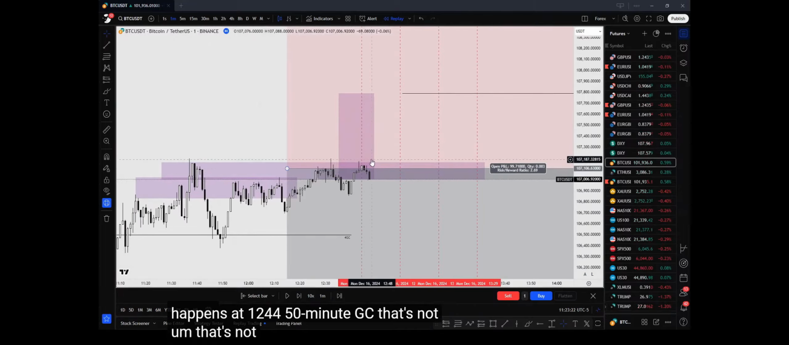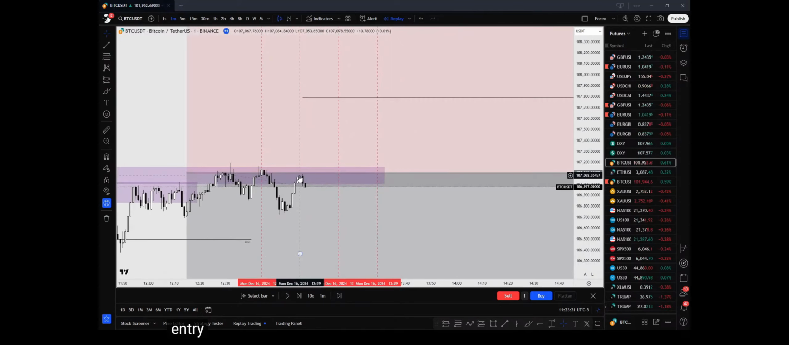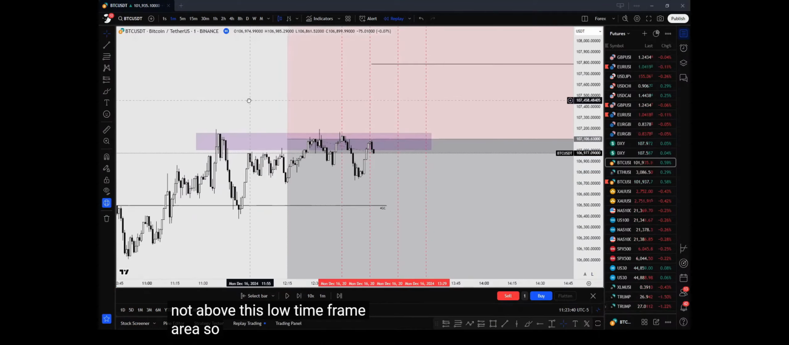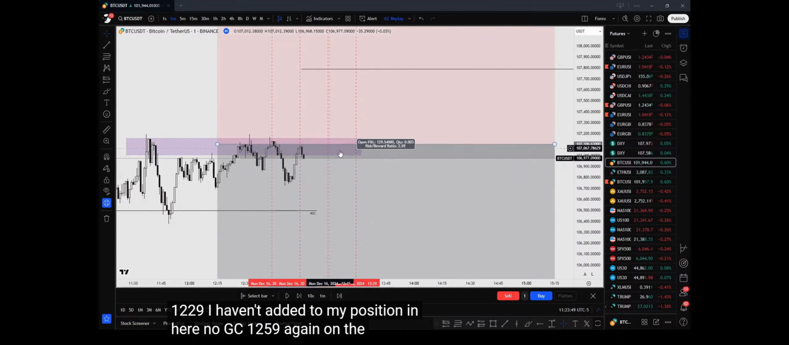That's not a GC. That's a close. That is exactly again right here at my first entry. This is also not a GC above the. It is actually a GC above the 4-hour, but not above this low time frame area. So since I've added right here at 12:29, I haven't added to my position in here. No GC at 12:59 again on the lower time frame. Let's see.